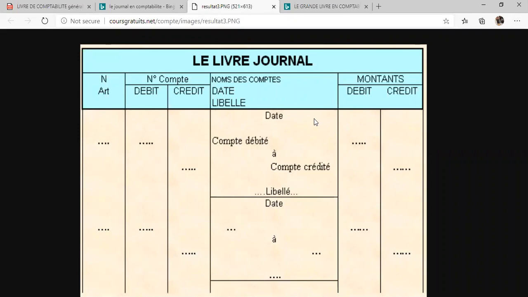Then we have, lastly, the libellé. The libellé is just a small explanation of what really transpired in the transaction. So now we move on to how exactly we establish this journal. I'd like to draw your attention onto the figure on your screen. So firstly, we have the numéro de compte. The numéro de compte is simply the codes that you draw from that red book.